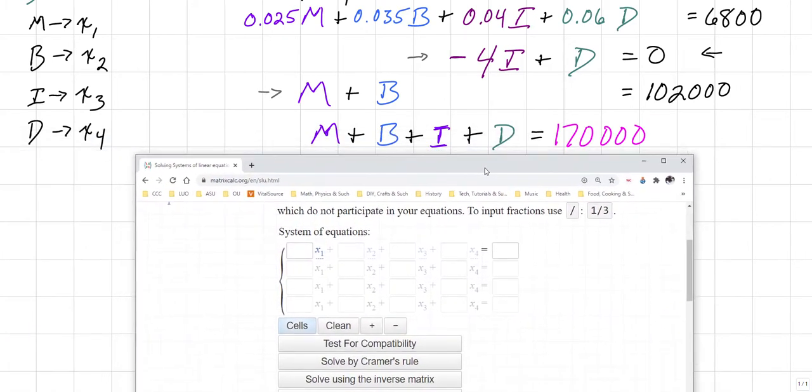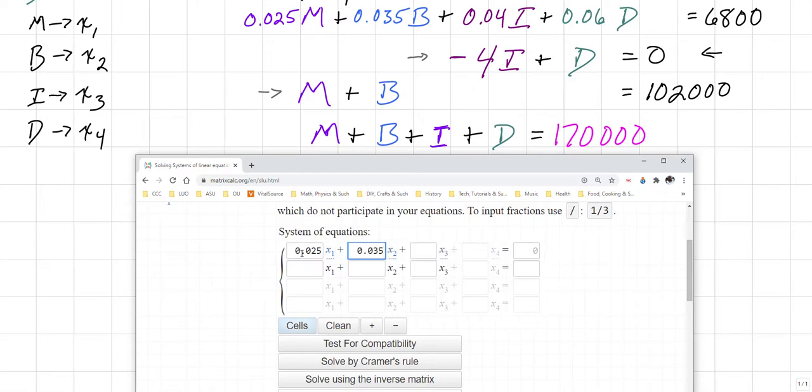Okay. So right here we'll put in 0.025. I can use the tab to move over. I can also use the left and right arrow keys on my keyboard to go up and down. And so we'll put 0.035. This is going to be 0.04, 0.06, and then on this side I'm going to put 6800.